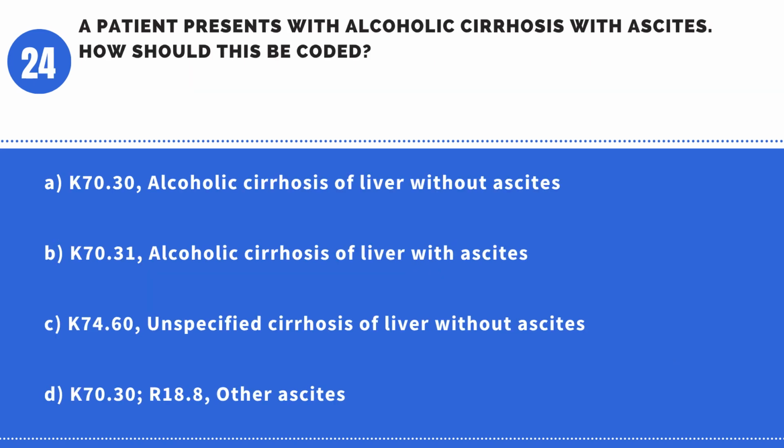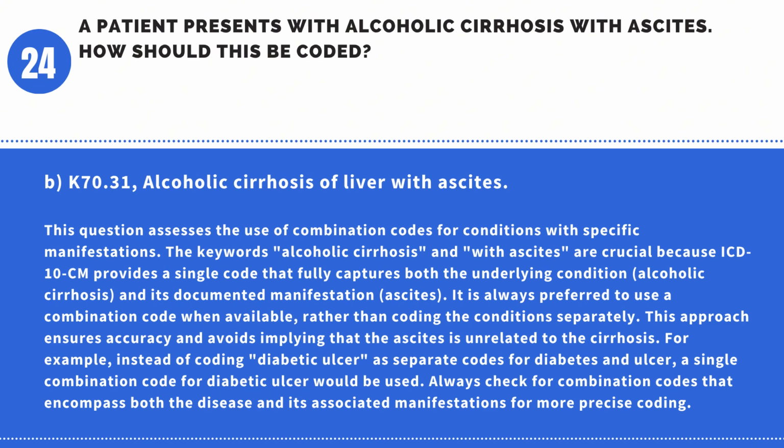Question 24. A patient presents with alcoholic cirrhosis with ascites. How should this be coded? A. K70.30, alcoholic cirrhosis of liver without ascites. B. K70.31, alcoholic cirrhosis of liver with ascites. C. K74.60, unspecified cirrhosis of liver without ascites. D. K70.30 and R18.8, other ascites. Answer B. K70.31, alcoholic cirrhosis of liver with ascites.